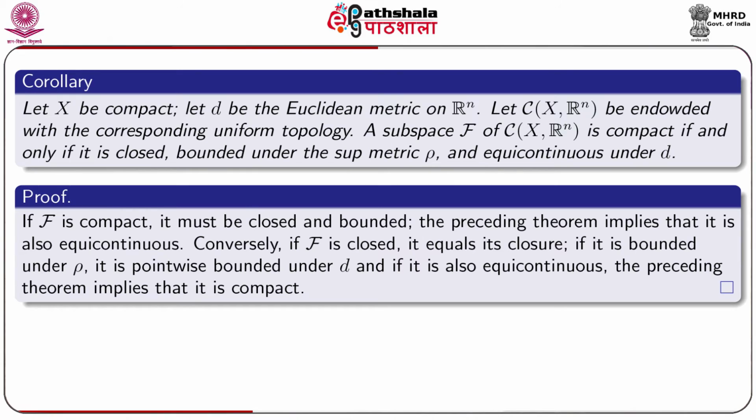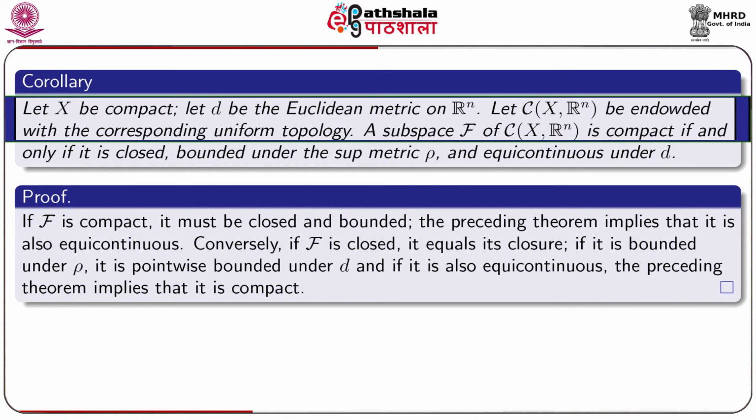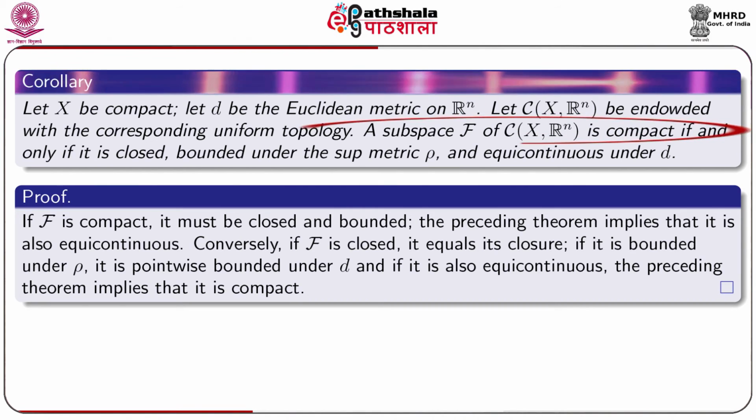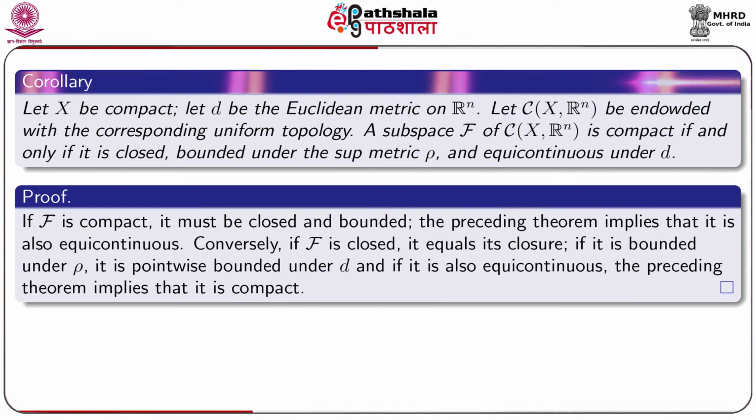Now we have the following corollary of Ascoli's theorem. Let X be compact and D denote either the square metric or the Euclidean metric on R^n. That is, R^n is considered with the product topology. Now give C(X, R^n) the corresponding uniform topology. A subspace script F of C(X, R^n) is compact if and only if it is closed and bounded under the sup metric rho and equicontinuous under D. This is the analogous result to the Bolzano-Weierstrass theorem. Here we are saying that a subset is compact if and only if it is closed and bounded, and the additional condition is equicontinuity.